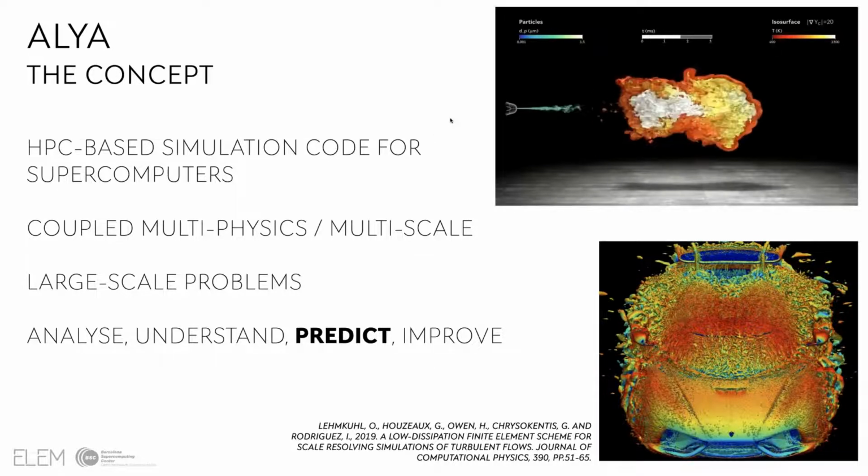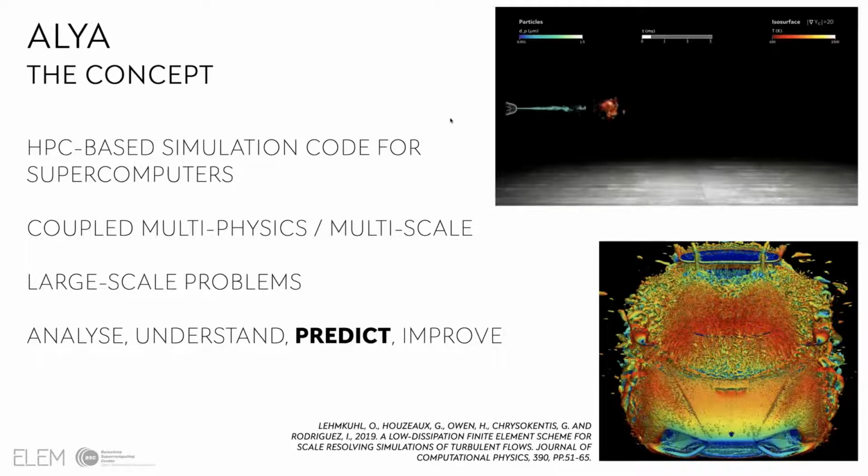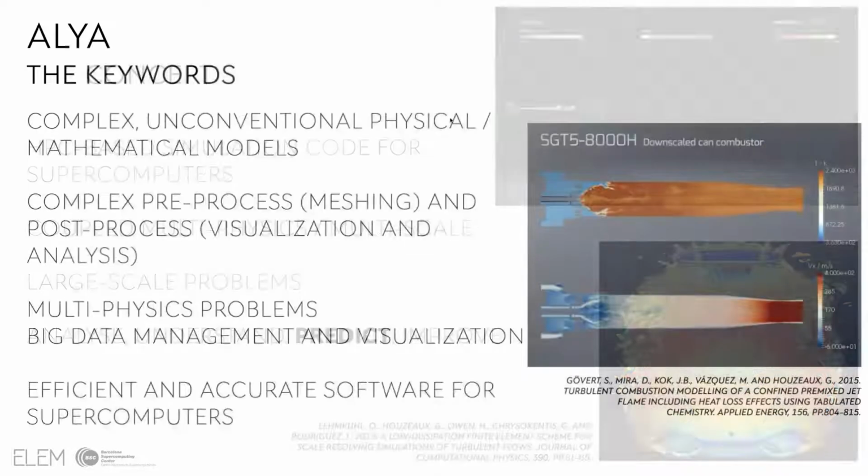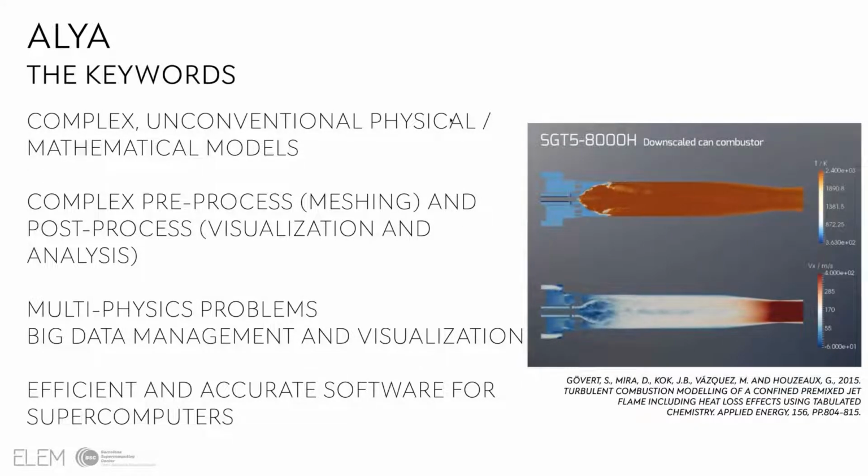Typically, these are large-scale problems for complex cases, and the use is to analyze, understand, improve, but above all to predict the behavior of different physical systems. The keywords of the kind of things that we do with our code are complex, non-conventional physical and mathematical models, typically things that you cannot do with commercial codes. Pre-process is usually very complex, with large meshes and complex geometries. Post-process is also complex. Visualization and analysis of what we do is also complex, because of the sizes of the problem. There is then a lot of big data management and visualization. I will talk a bit about the kind of big data management that we are talking about later. And finally, what we do is efficient.